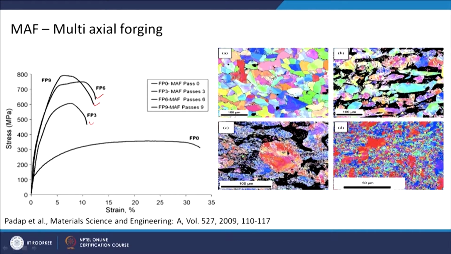So, this is the initial microstructure, okay, and this is after the first pass, this is after 3 passes, this is after 6 passes and this is after 9 passes, which are shown here. And you can see how the microstructural refinement is taking place because of this kind of deformation. So, you started with a very coarse grained material. The scale here shows 100 micron.